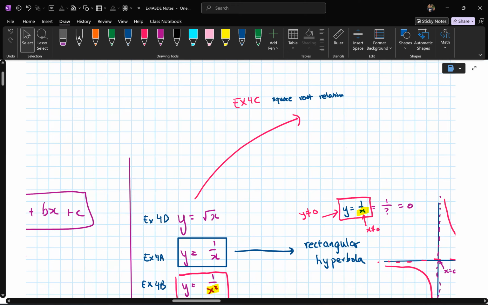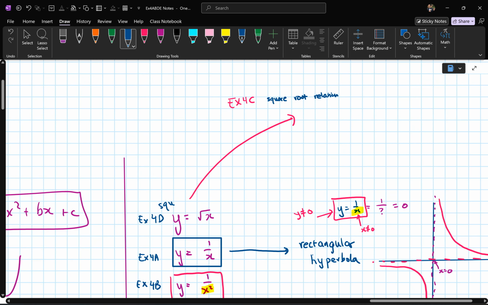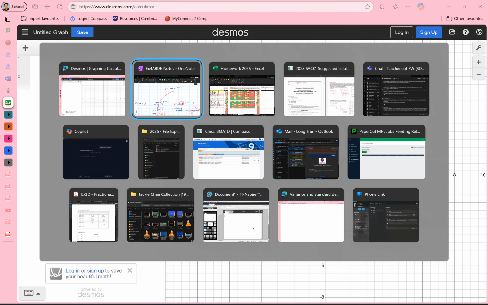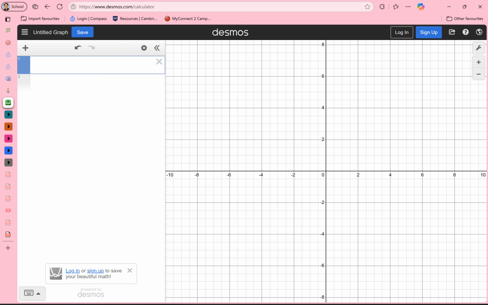Whereas 4d, this is called a square root function. There is a difference between a relation and a function, which you guys haven't learned yet until we get to chapter 5. Then I can briefly tell you what a function and a relation is, what's the difference. But on Desmos, you can clearly see the difference. I'll show you. This is a square root relation.